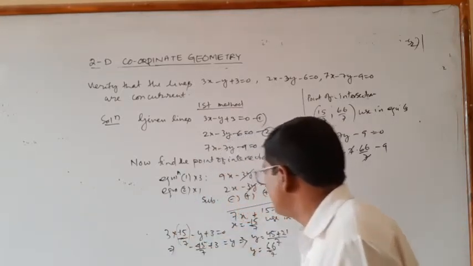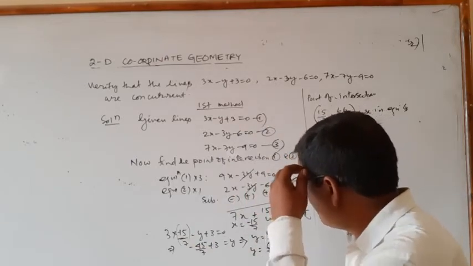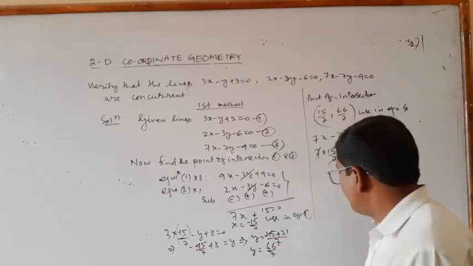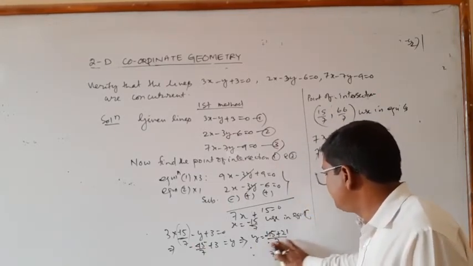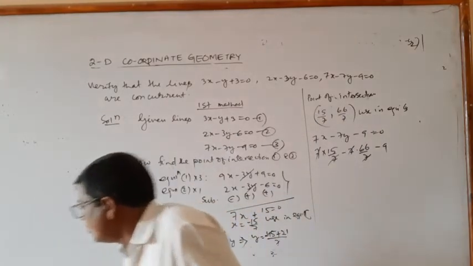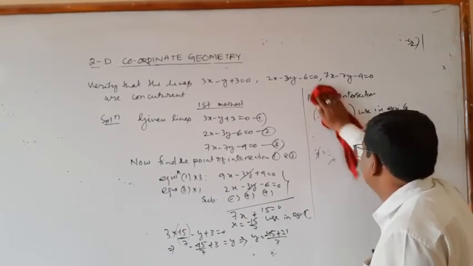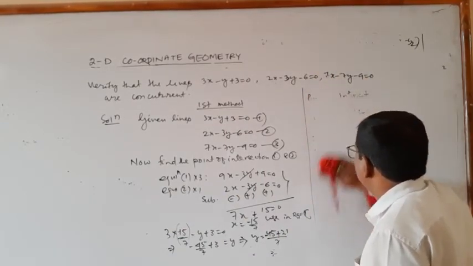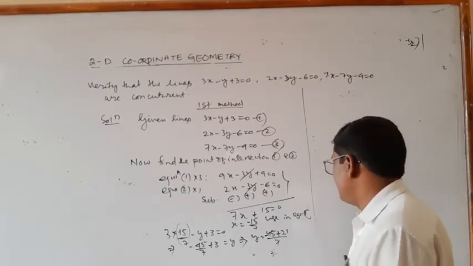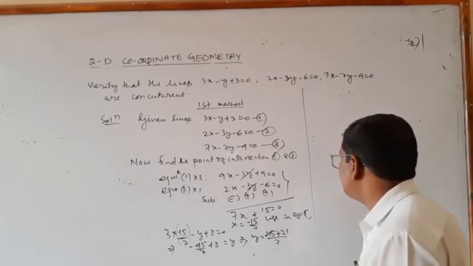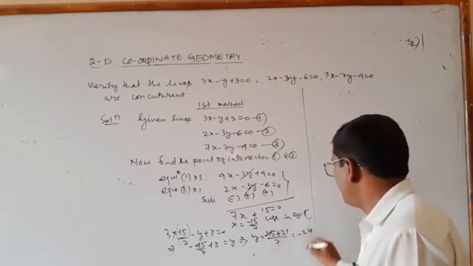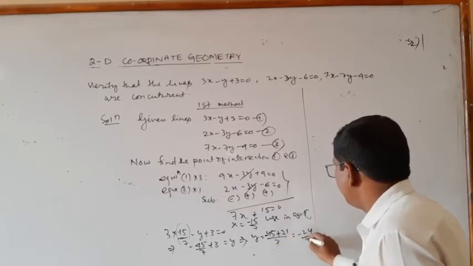So here minus 15 by 7. So 45 by 7 plus 3 is equal to 0, and this is minus 45 plus 21 by 7. The point of intersection is wrong here. The solution is wrong, a calculation error. So y is equal to minus 24 by 7.